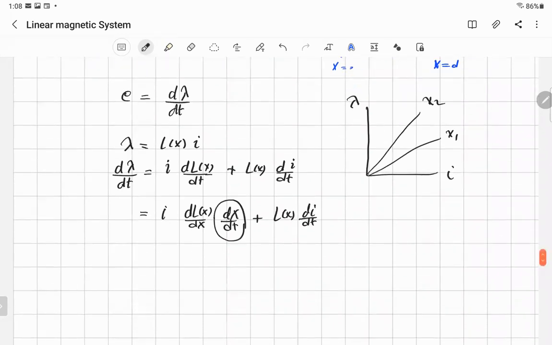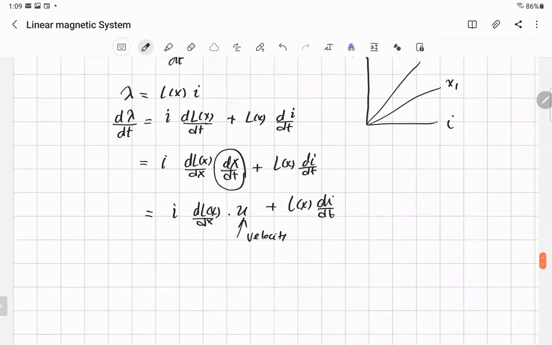What's dx by dt? X is the air gap, and dx by dt is the rate of change of the displacement. It's the velocity, right? How fast it's moving. So it will be equal to I dL by dx times the velocity. This is velocity, not voltage. Well, let's take another letter, call it U, for example. Let's call it U, velocity, plus L of X times di by dt.